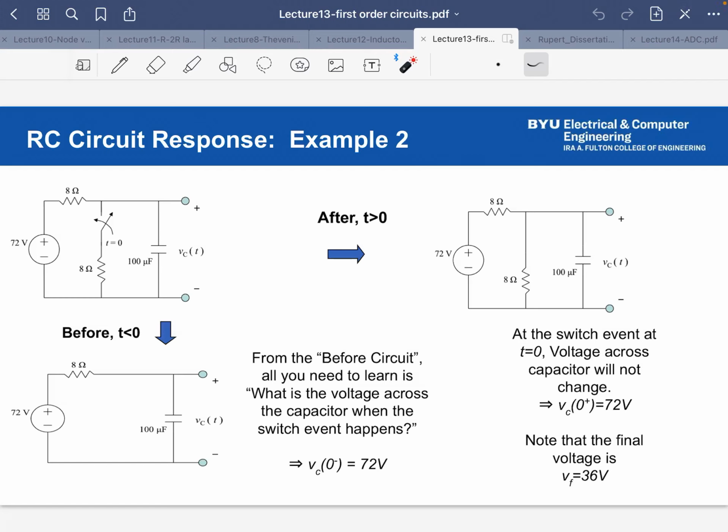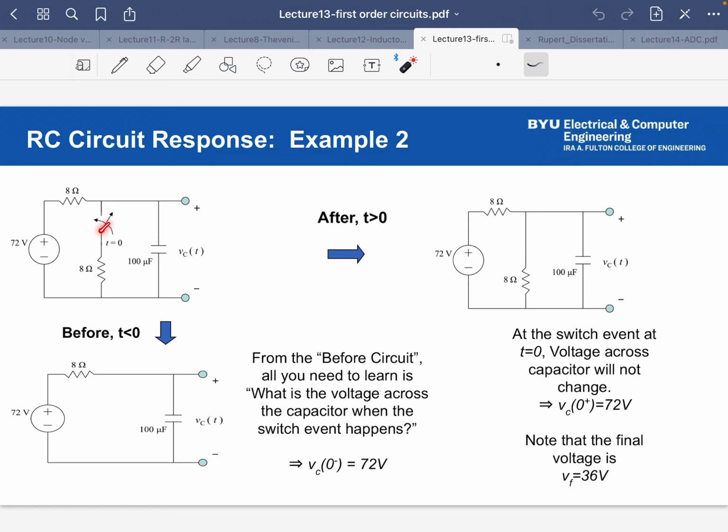Okay, I wanted to just do a couple of examples and record what I was doing. We didn't get time to really work through any of the examples in class. So this is the second example that we have on the lecture note. Again, the switch flips at time t equals 0.